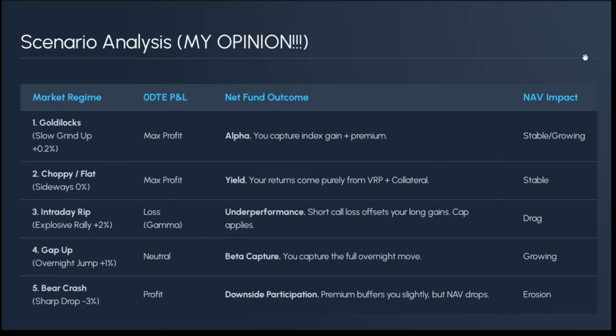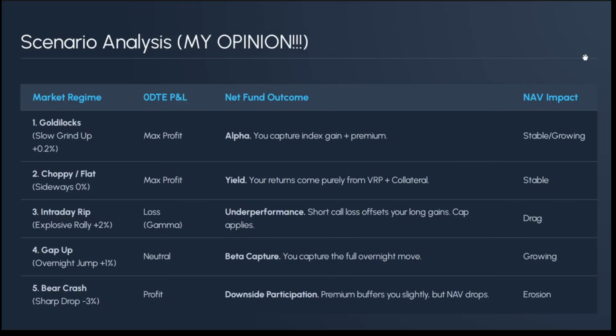Intraday rip, right? Explosive rally, plus 2%. It's a loss, gamma, right? Underperformance: short call losses offset your long gains. The cap applies. Your NAV impact is going to be a drag. You gap up overnight, jump plus 1%. Profit/loss is neutral. You have beta capture. You capture the full overnight move. Your NAV impact: growing.